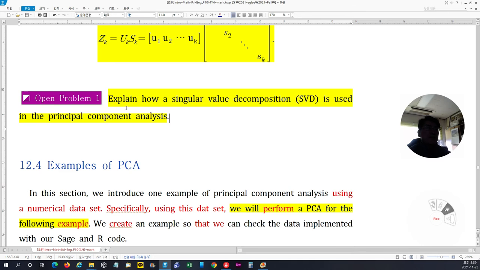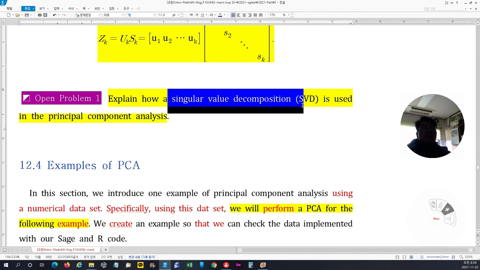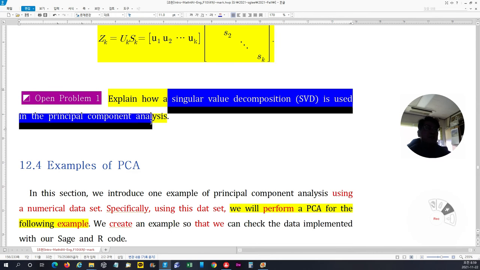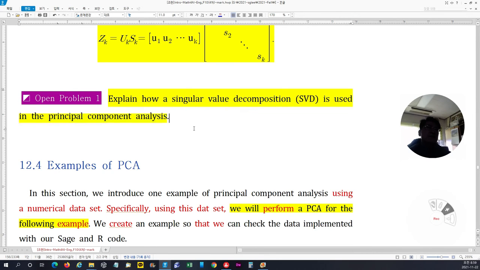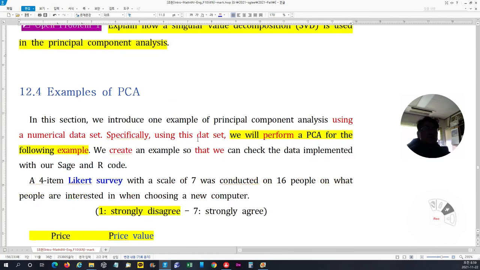Here is the open problem. Now, try to explain how a singular value decomposition is used in the principal component analysis and share it in the bulletin board, Q&A.